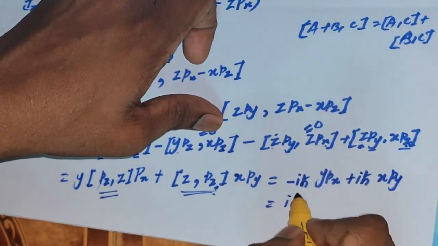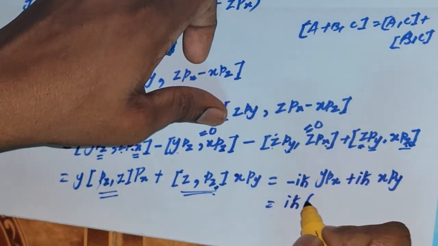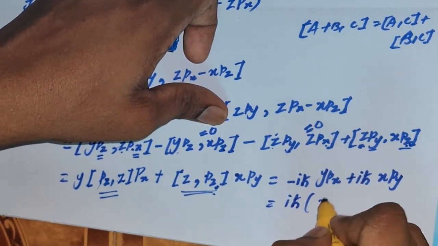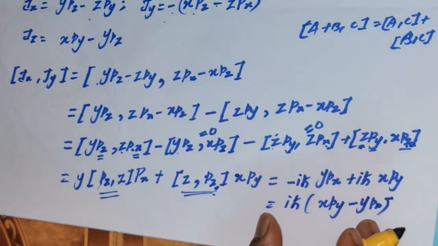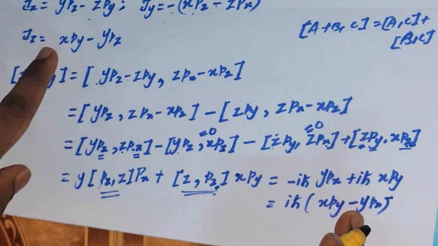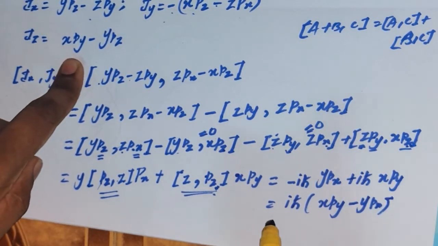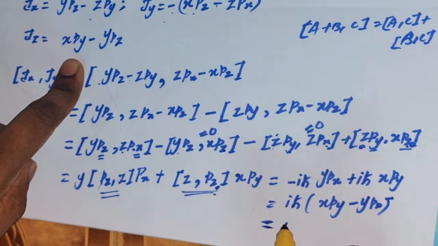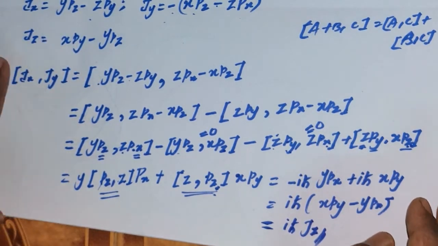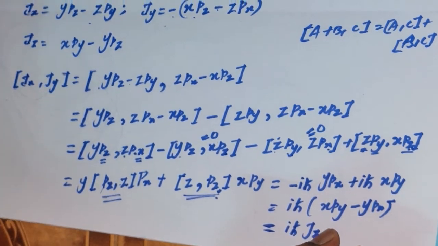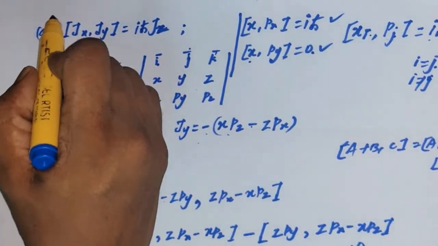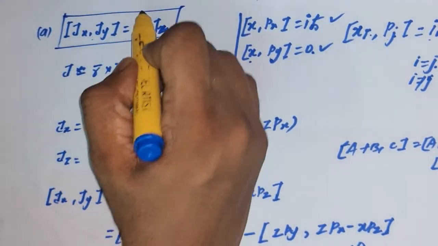You can take i h-bar common. Inside we have plus x py minus y px. This x py minus y px we already derived; it is the jz component of the angular momentum. So i h-bar jz. So this is right. We started from [jx, jy] and arrived at the relation that it is equal to i h-bar jz. So whatever is given in the question, this commutation relation is true.